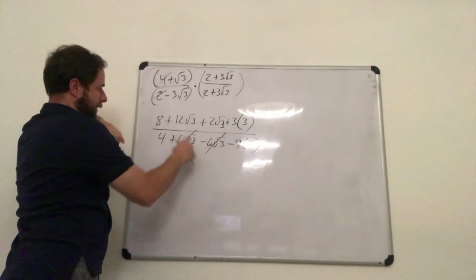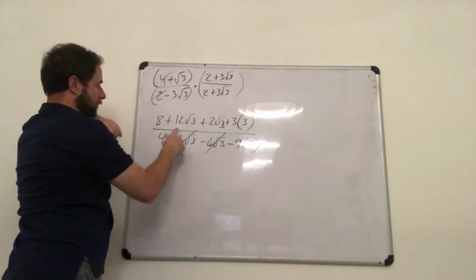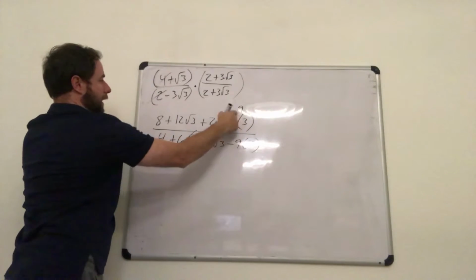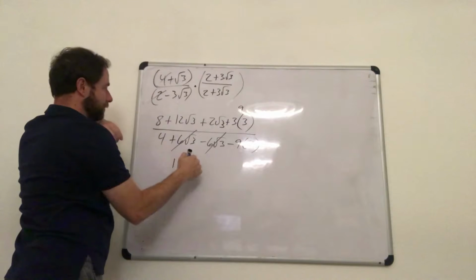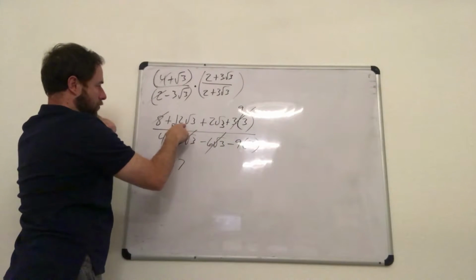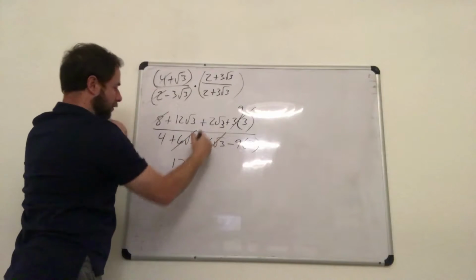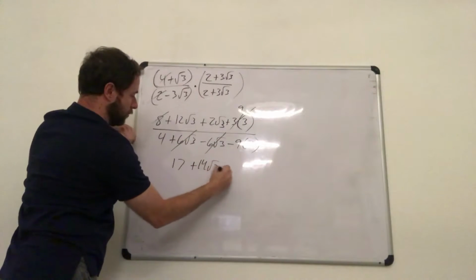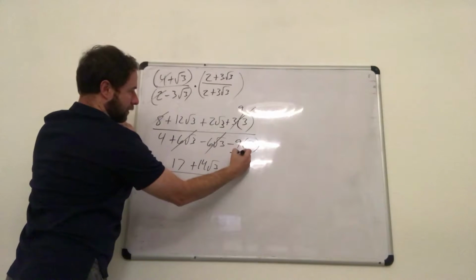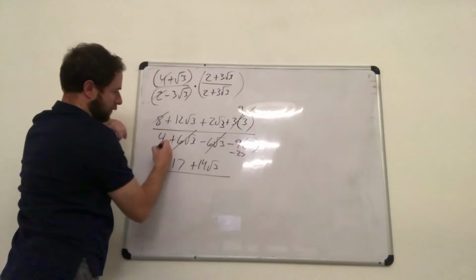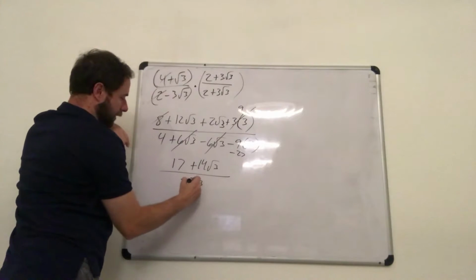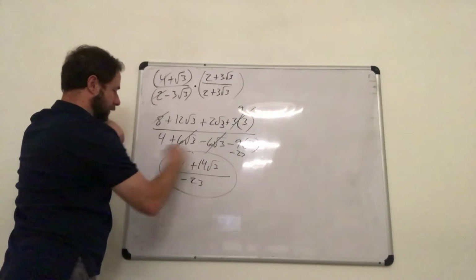And in simplifying this, let's go to the top. In simplifying the top, you're going to see 3 times 3 is 9. So 9 plus 8 is 17. So those are done. And then 12 root 3 plus 2 root 3 is going to be 14 root 3. Then on the bottom, negative 9 times 3 is going to be negative 27. Negative 27 plus 4 is going to be negative 23. So this is going to be your answer.